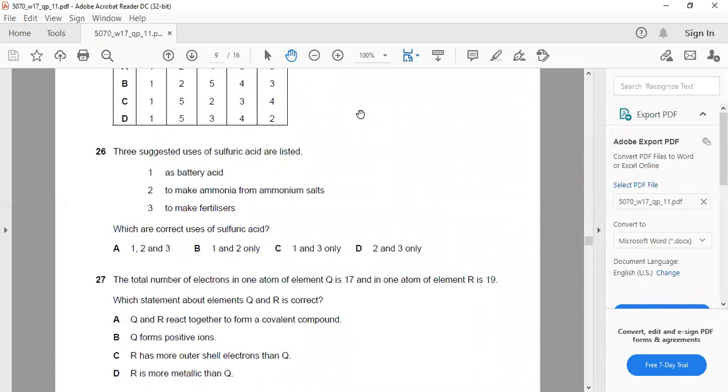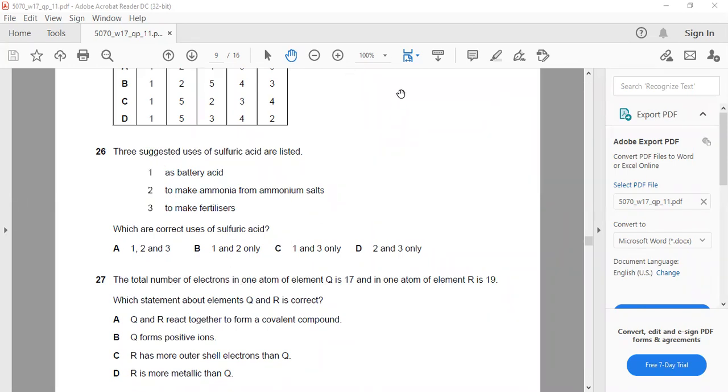Sulfuric acid uses very quickly, we can do it. Battery, yes. To make fertilizer, yes. To make ammonia, no. 1 and 3. C is the answer.